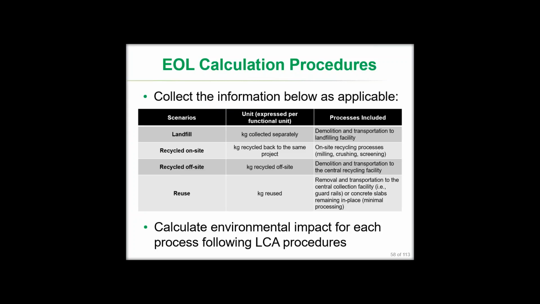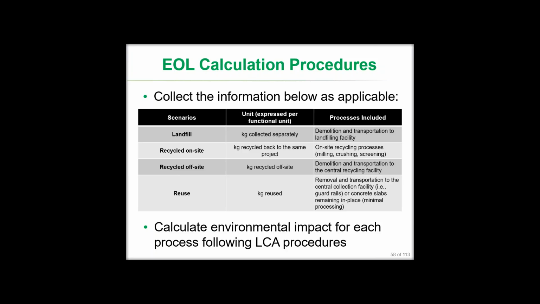The one for on-site shows that we're doing a recycling process on site. That includes the milling, crushing, and screening. And for off-site, that's going to include the demolition, but here we need to add the transportation in order to bring it to the central recycling facility. And if we are reusing it, as I mentioned earlier, that can be done in place, such as when we're doing granulations or any other technique.